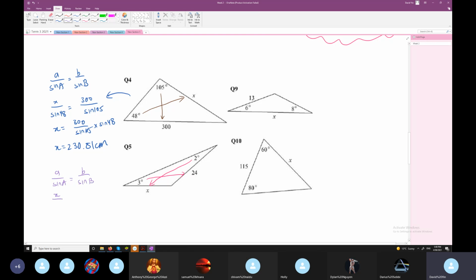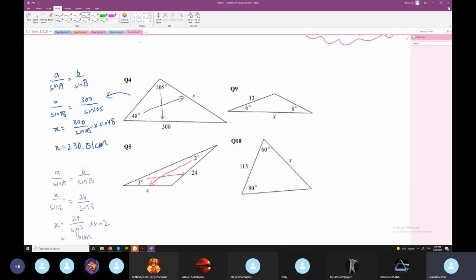So I always want x first. X goes with sine 2. And then B is going to be 24. So 24 over sine 3 degrees. And then what you want to do here is, as usual, bring the sine 2 across, and then just do that on your calculator. And then we should get 24 divided by sine 3 times by sine 2. And we had 16.00. So it will just be 16 centimeters. Let's just assume all these in centimeters.